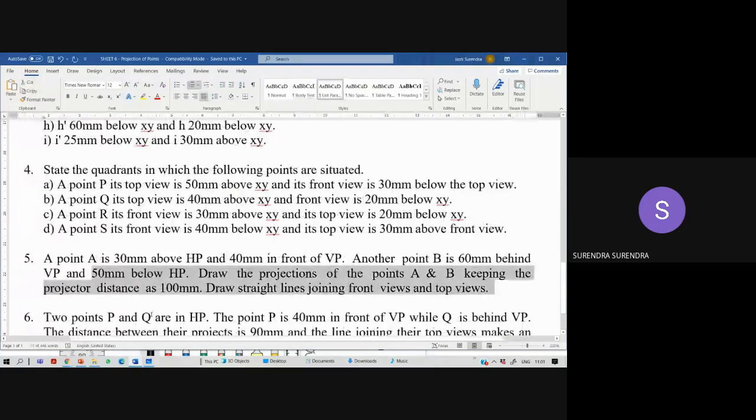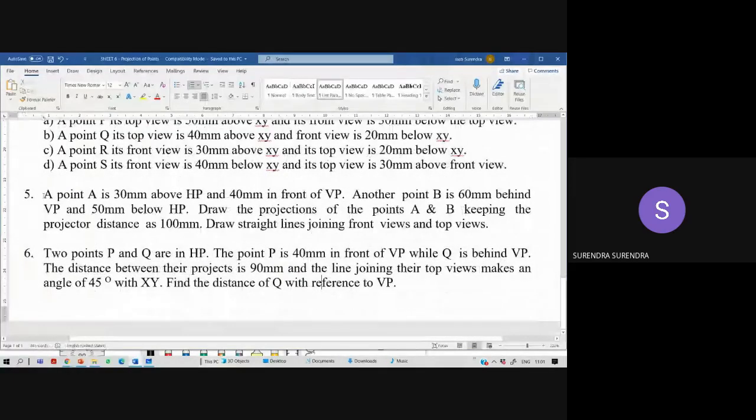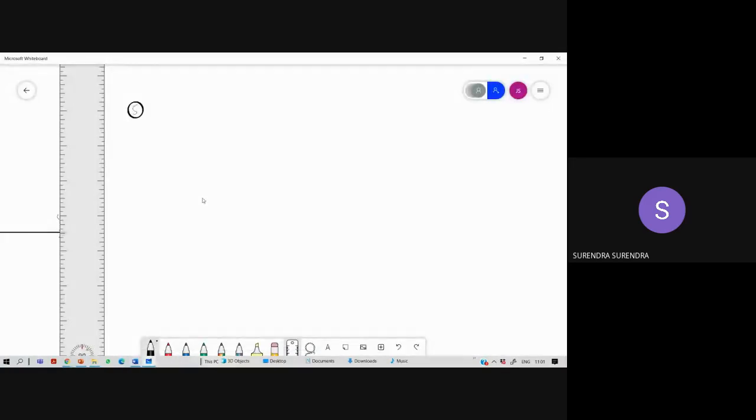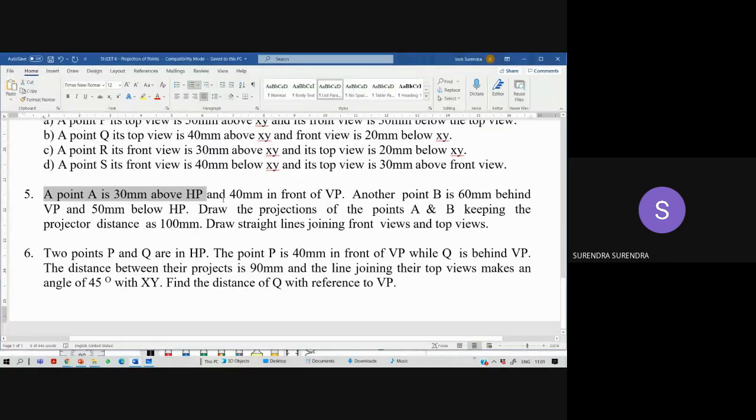So first, write this given data in short form. Problem number 5. Point A is 30 mm above HP. HP always relates to front view. So A dash is 30 mm above XY and 40 mm in front of VP. VP relates to top view. In front of VP means top view below XY line.